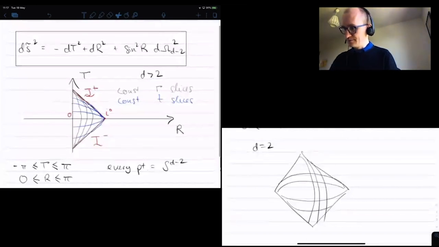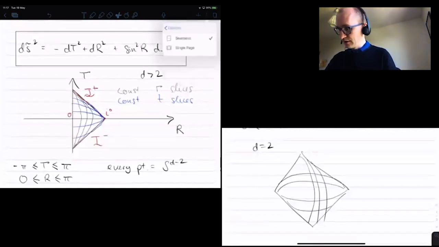Okay, so on to AdS D+1. Again, just as a reminder, we have done our 1, D-1, so d-dimensional Minkowski. Now we're going to do D+1 dimensional AdS. So on to AdS D+1.